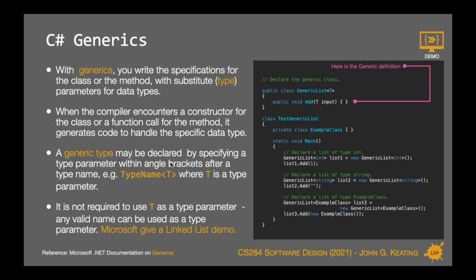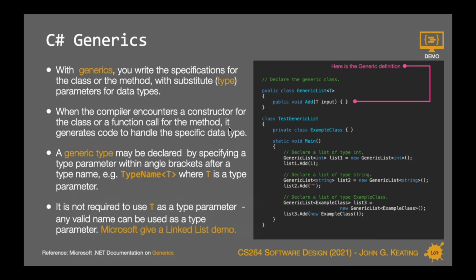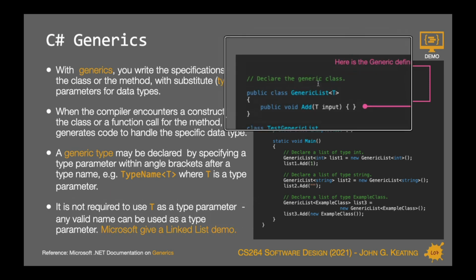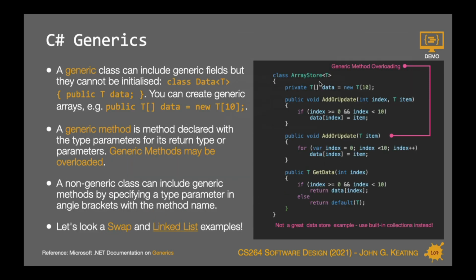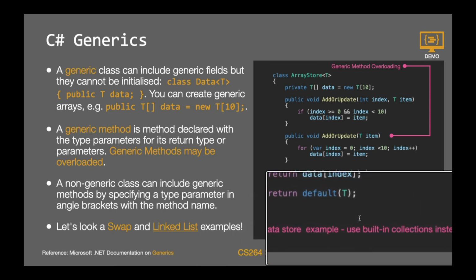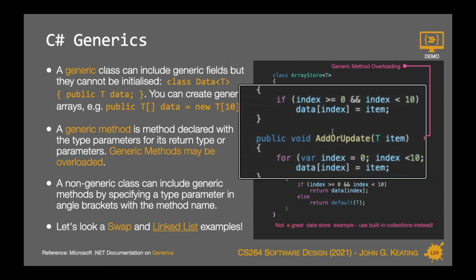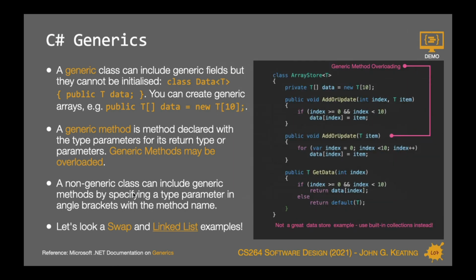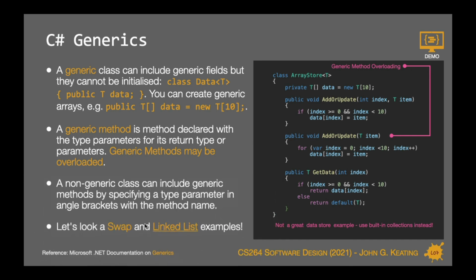So we're nearly done. Anyway, Microsoft give a really good linked list demo. I have a link to it here, and I have code which you can take and work with. This example is in the code as well. So you can do overloading of methods within your generics. I would advise you to have a look at this slide. It's not a great data storage example. You should use the built-in collections, but this basically shows you how it all works. Okay, so it's worthwhile having a look. Okay. And I've shown you how to look at a swap and a linked list example in my code.